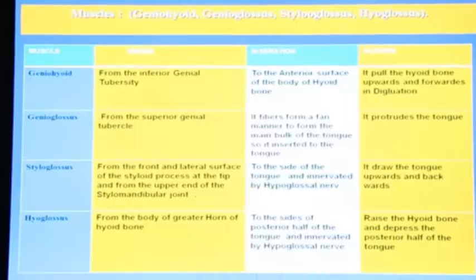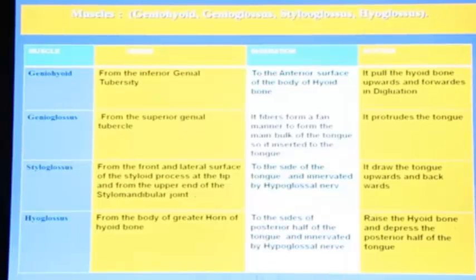Styloglossus arises from the front of the lateral surface of the styloid process at the tip and from the upper end of the stylomandibular ligament. It is inserted to the side of the tongue and innervated by the hypoglossal nerve. It draws the tongue upwards and backwards.